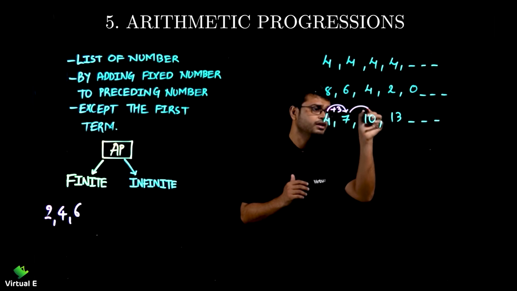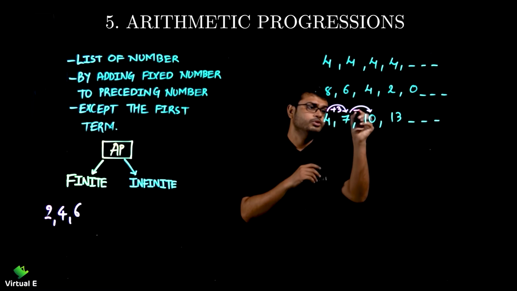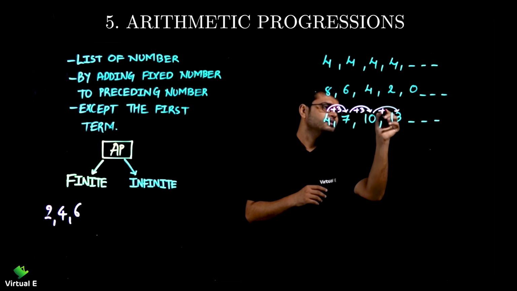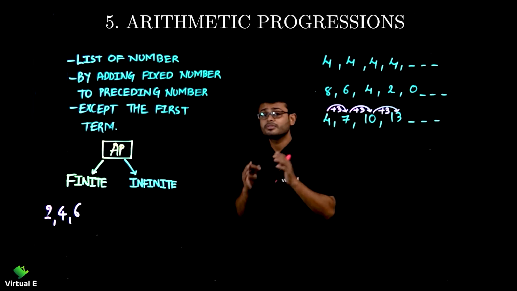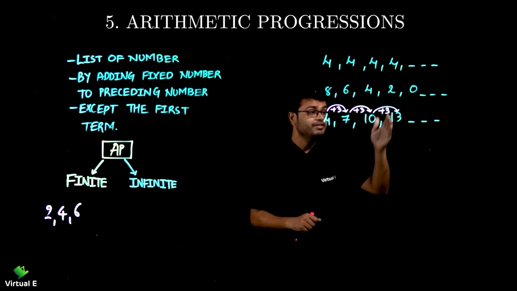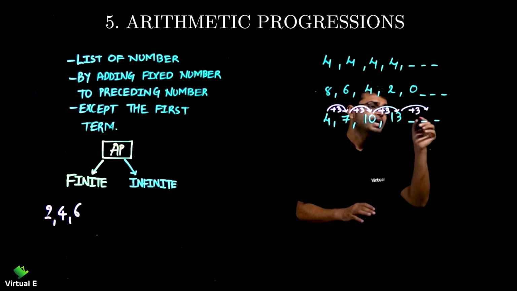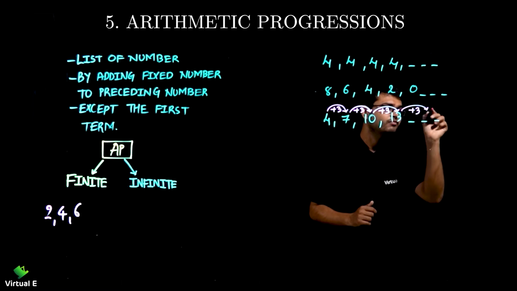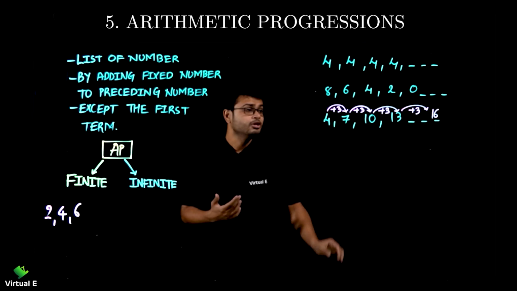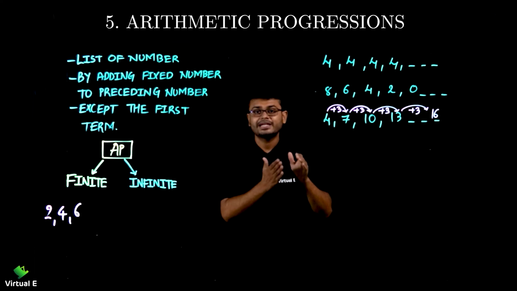Same goes here as well. What will I add into 7 so I get 10? Which is plus 3. What will I add into 10 so I will get 13? Which is also 3. So if I want to get the next term, what shall I do? I will be adding plus 3 into this. So let me add plus 3 to 13 and I will get 16. Very simple. If you want to get the next term, you identify what quantity you need to keep adding to get the next term.